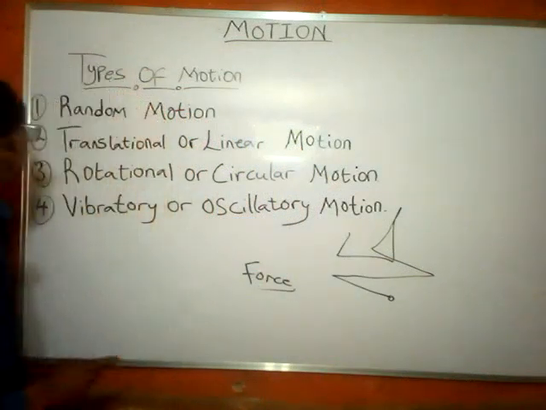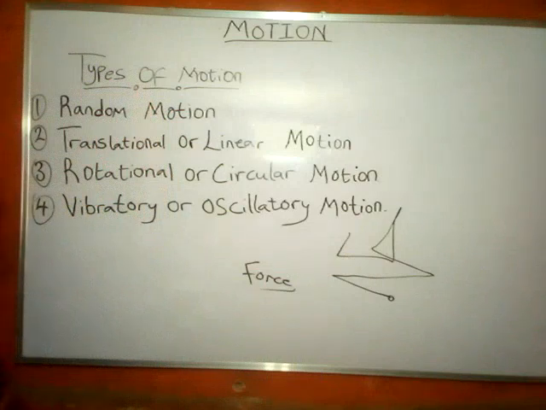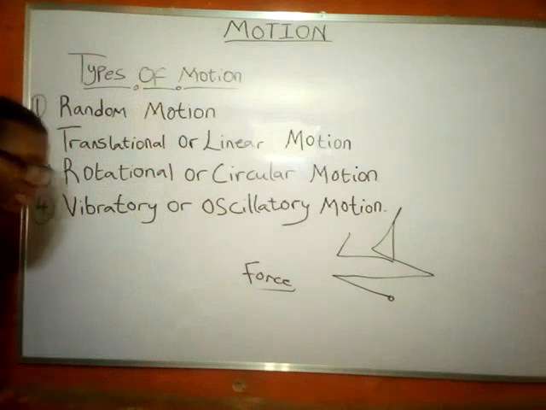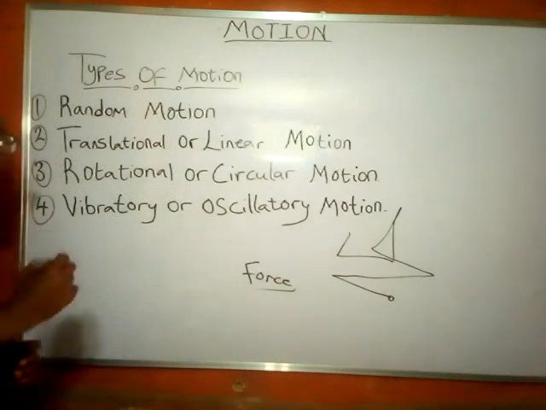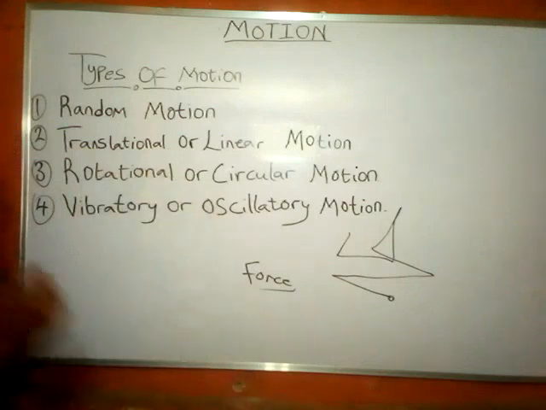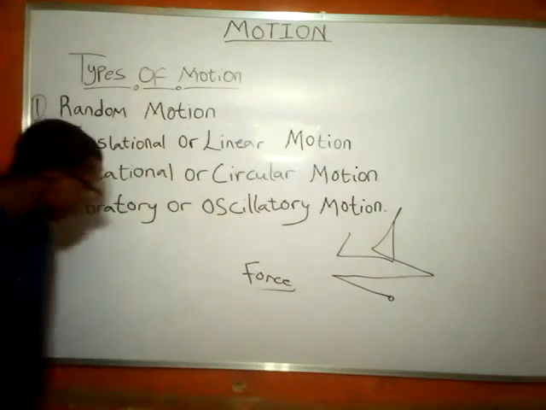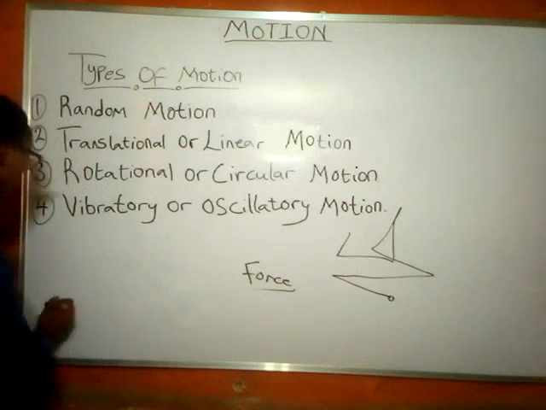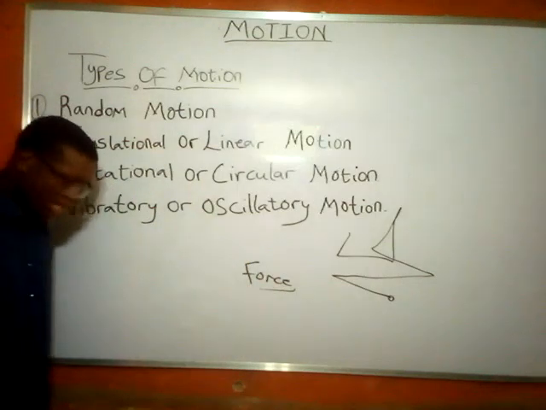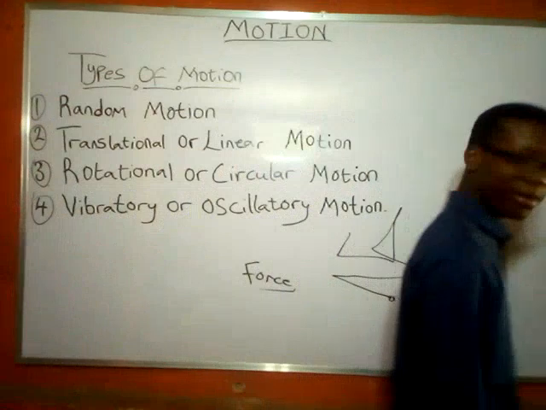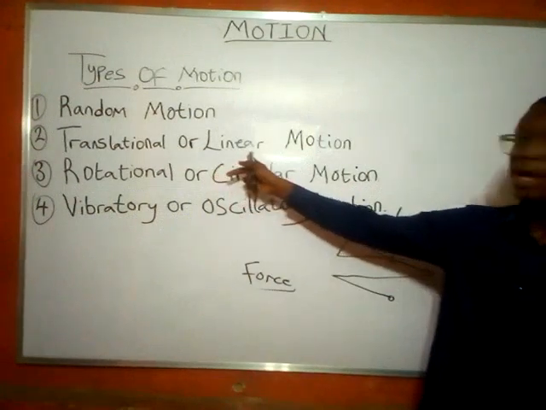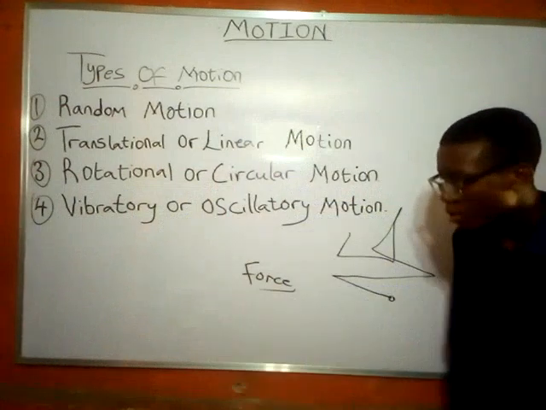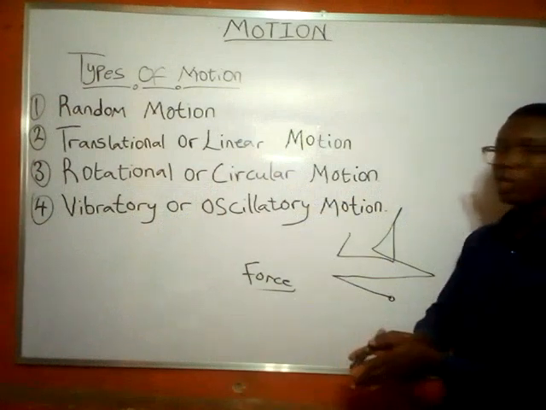Now, number two of types of motion, we have translational or linear motion. This motion is the type of motion on a straight line where a body moves from one point to another without rotating. An example of this type of motion is me moving from one point of this board to another. When I move, I take my step from there to there, from here to here. I've performed a linear motion, a translational motion, which means motion on a straight line without rotation.